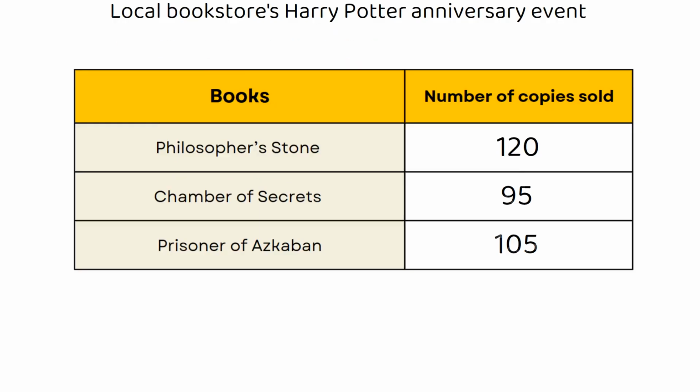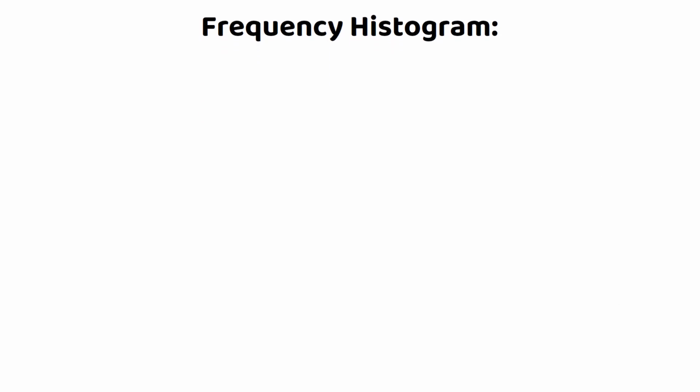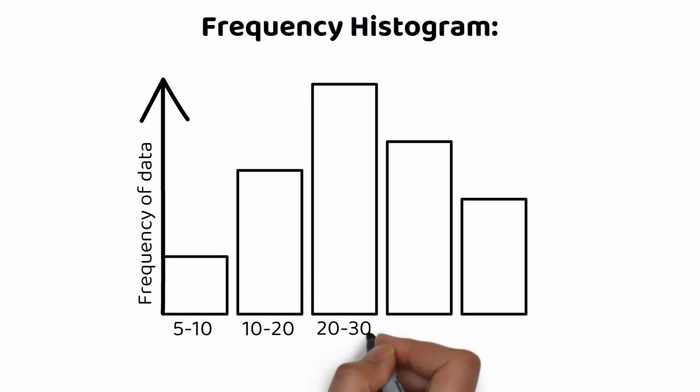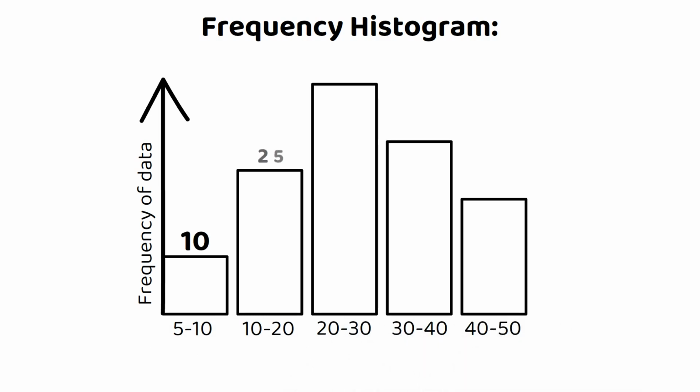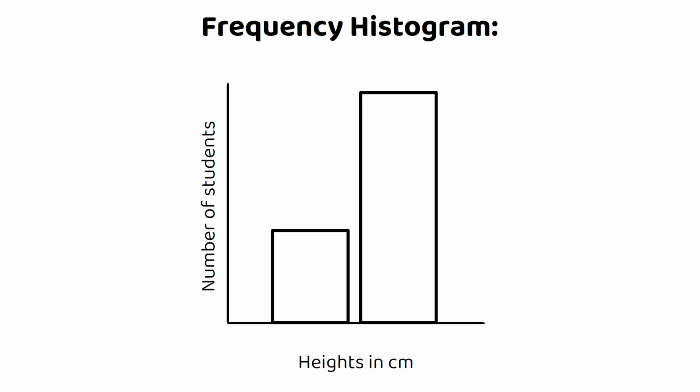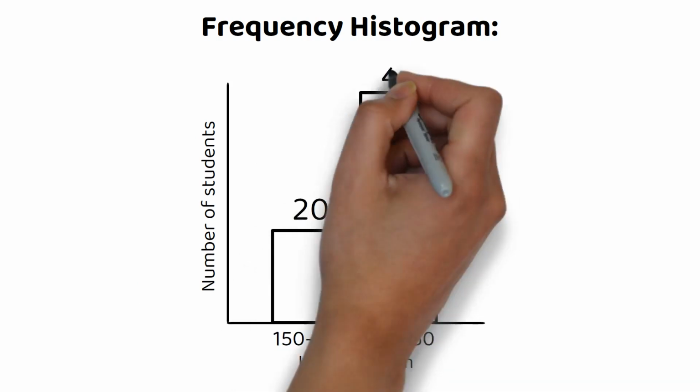Histograms, polygons, and more. Frequency histogram. It's a type of bar chart where each bar represents a range of data, and the height of the bar corresponds to the frequency of data in that range. Imagine a sports stadium where each section represents a different age group. A histogram would visually display how many attendees fall into each age range. For example, a school measures the heights of students. A histogram might have bars representing intervals: 150 to 155 centimeters, 156 to 160 centimeters, and the number of students in each height range.